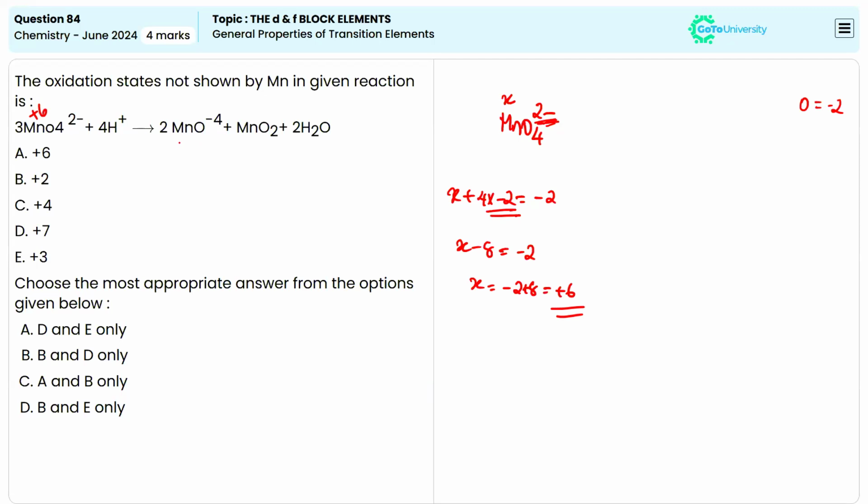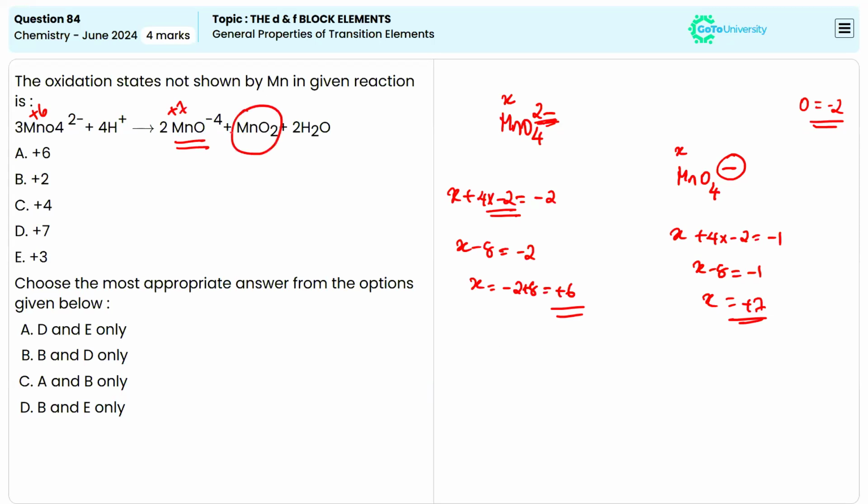Now which is the next compound? MnO4 minus, right? So in MnO4 minus we need to find out. Same, I'm taking the manganese as X, oxygen is minus 2, and the overall charge of the compound is minus 1. So X plus 4 times minus 2 is equal to minus 1. So X minus 8 is equal to minus 1. Then X equal to plus 7. So plus 7 is the oxidation state of manganese in one of the products.